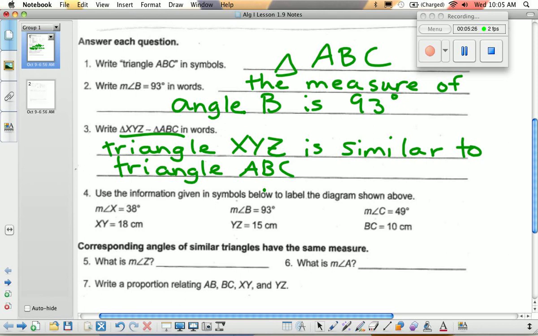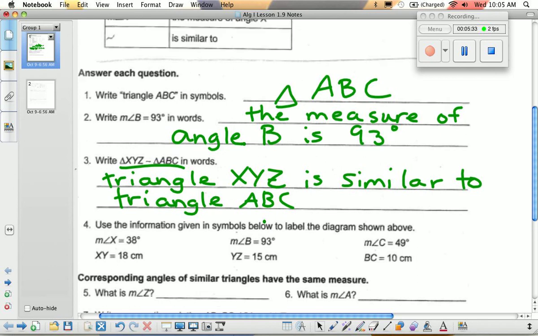Or in other words, the same scale factor is used on all the sides. We talked about scale factor too. Okay, let's use the information given right here to label our diagram above. So what's the first one asking us for right here?